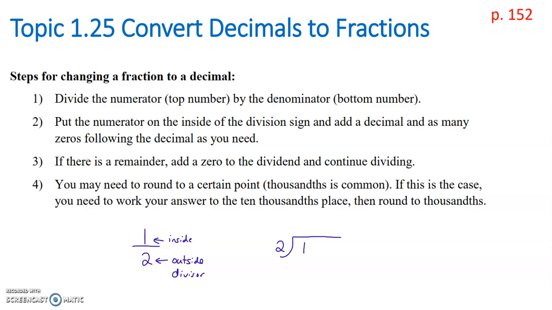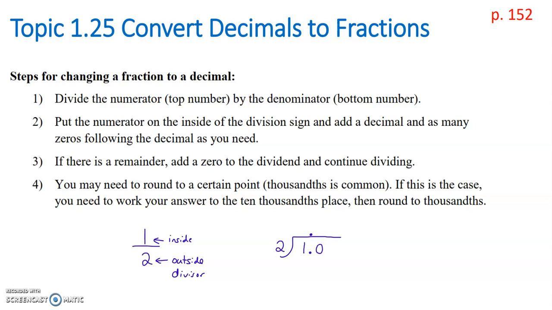Then when we have the numerator on the inside, step 2, we're going to add a decimal and as many zeros as we need. So usually my recommendation is just put 1 zero at a time until you know that you need to keep adding zeros. You can pop your decimal up in your quotient, and you're going to start to divide.